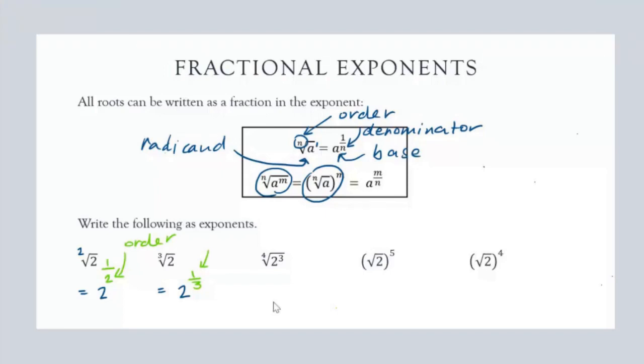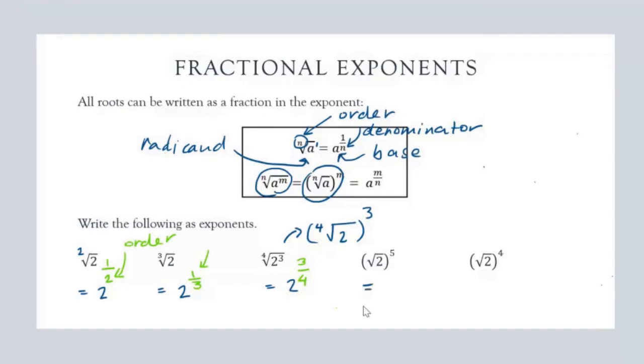Here we're looking at the fourth root of 2 to the power of 3, which of course we could write as the fourth root of 2 all to the power of 3. So this is going to be the base 2 raised to an exponent. What exponent is that? Well, the denominator is a 4, because the order of the radical is 4. And the numerator is 3, because 2 is being raised to the ordinary exponent 3. Or the fourth root of 2 is being raised to the ordinary exponent of 3.